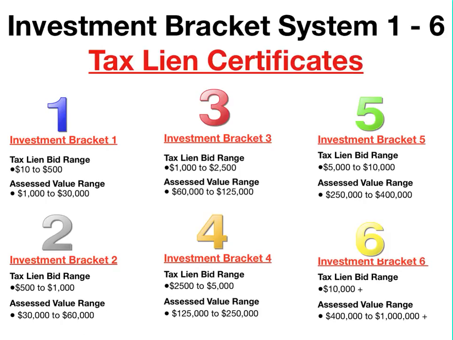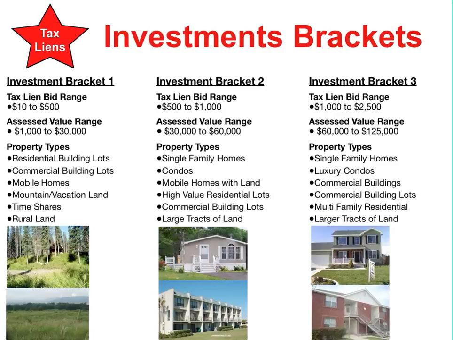So there's 6 different tax lien certificate bracket systems, and we're going to go through each one of them. First is investment bracket number 1. Now, these are tax lien certificates that range anywhere between $10 to about $500. Usually the properties will be valued anywhere between $1,000 to about $30,000. In this property price range, you can find residential building lots, smaller commercial lots, mobile home lots, vacation or mountain land. You can also find timeshares and also some types of vacant land.